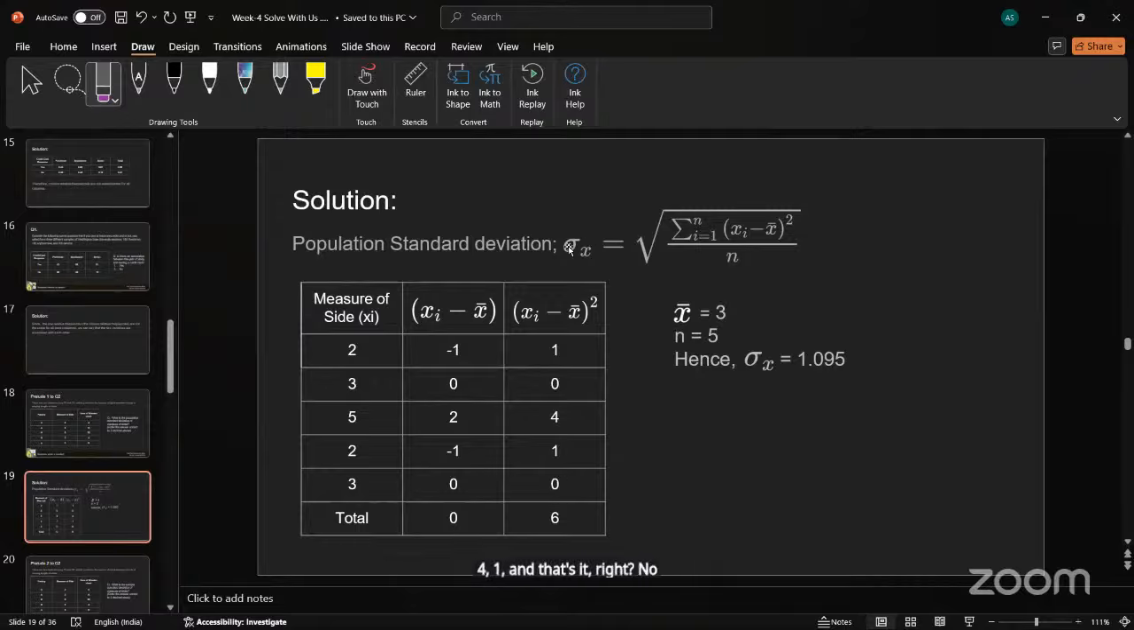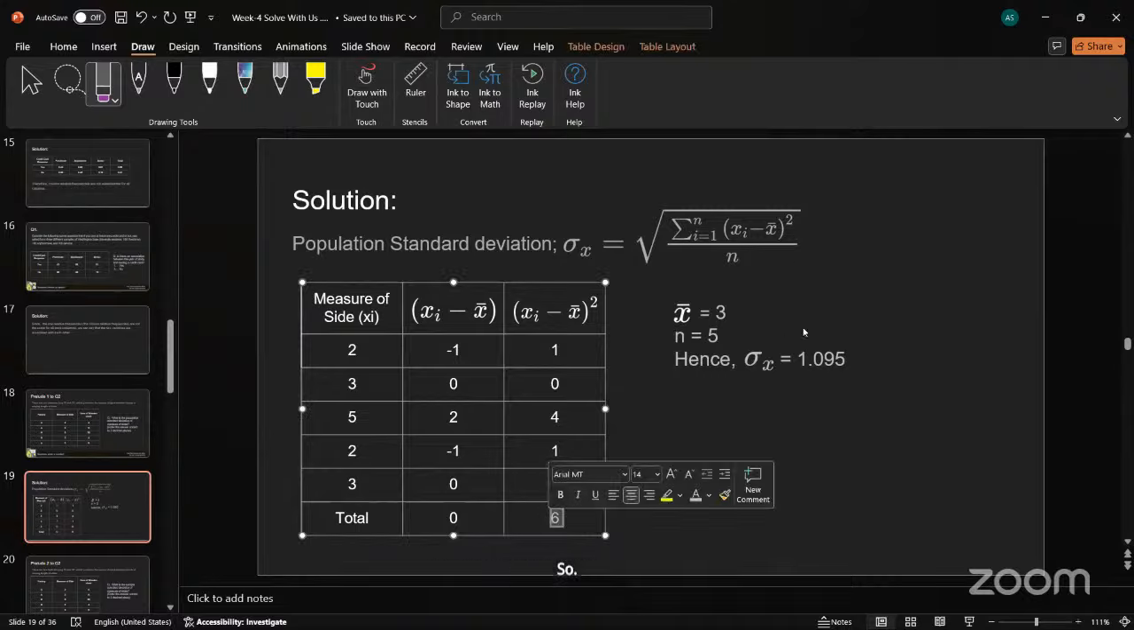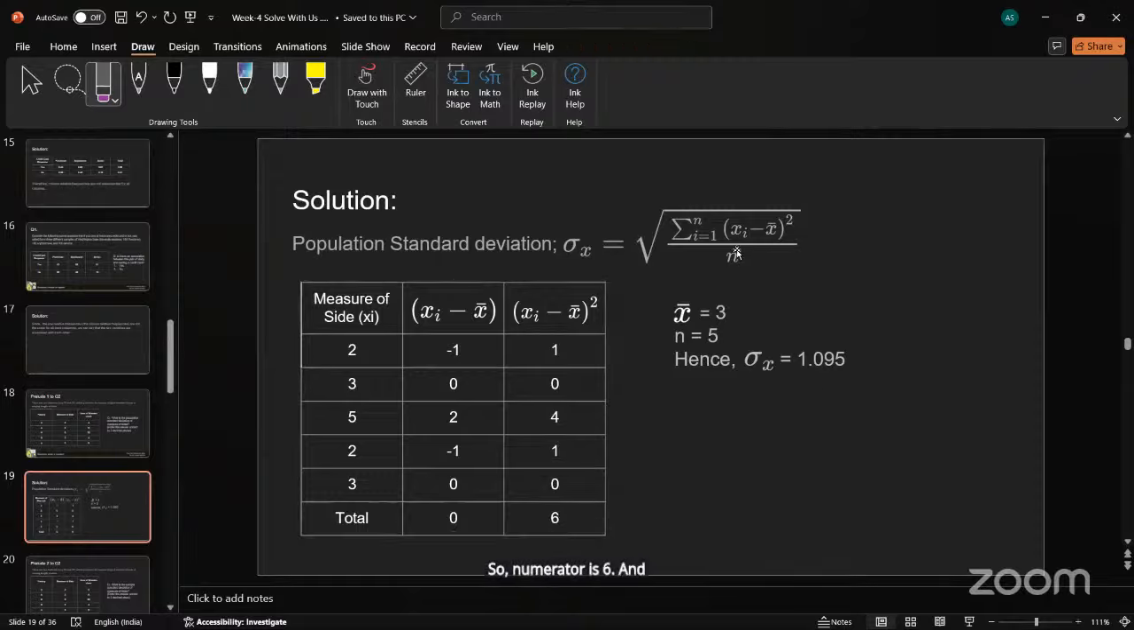Now, what is standard deviation? First, you calculate the variance. The variance is the sum of xi minus x bar whole square divided by n. So you sum up all these values, you get 6. So the numerator is 6, and 6 divided by n, that is 1, 2, 3, 4, 5. 6 by 5, and then you take the root. So got it, everyone? Anyone having any doubt? No, sir, go ahead.